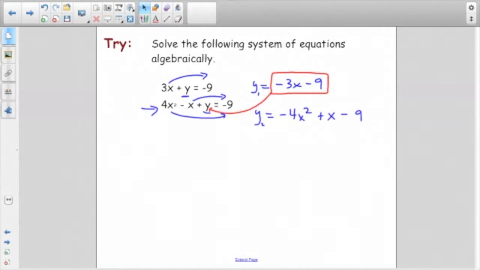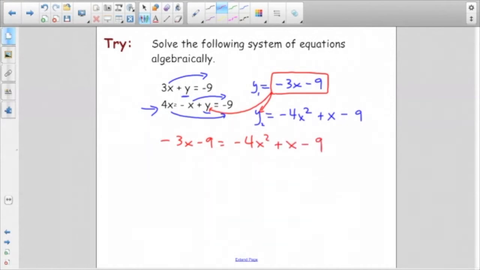Okay, so this now is going to go right into there. So I get negative 3x minus 9 equals negative 4x squared plus x minus 9. So now it's just doing some algebra, moving things around to try and solve this. So I'm going to look for my quadratic term. So this I'm going to move over and over and over. I like to be positive, you don't have to be.